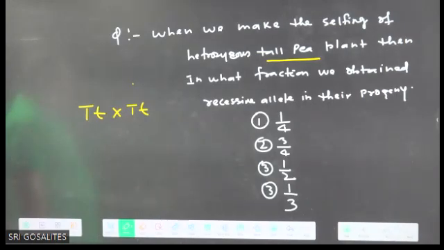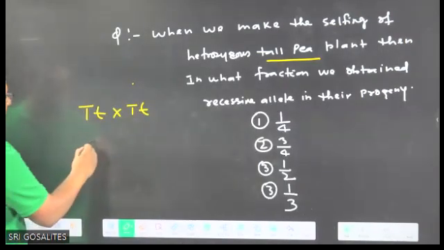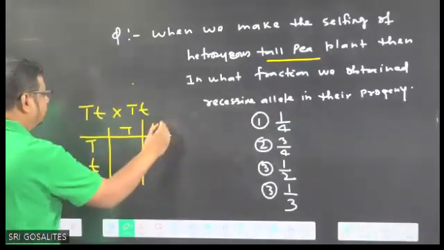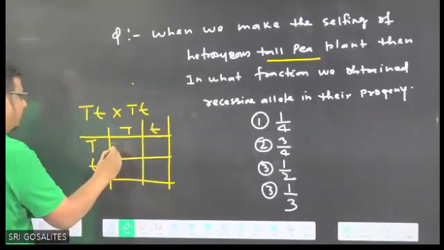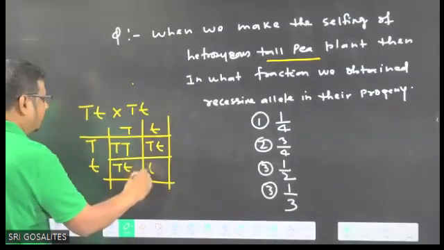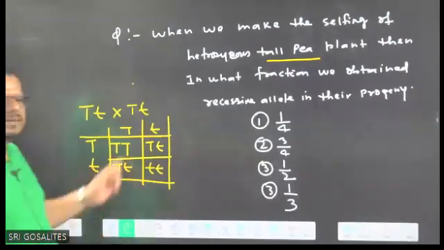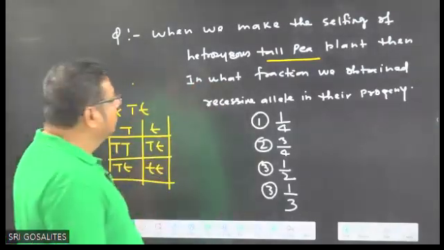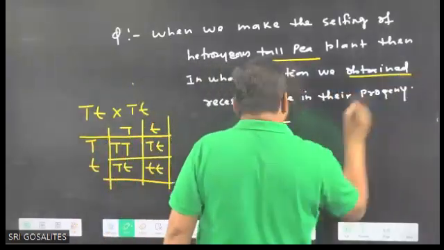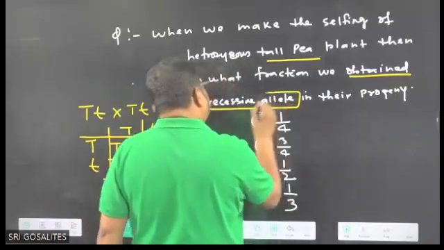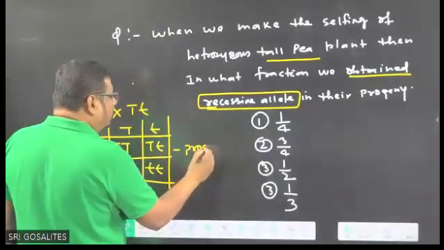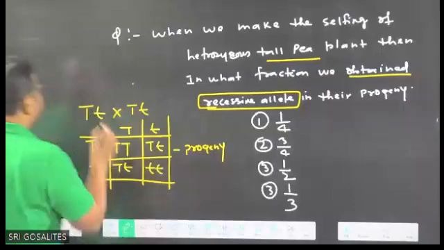Before writing the result, we go for gamete formation. Capital T, small t, capital T, small t. Here capital T, capital T, capital T, small t, capital T, small t, small t, small t. These are the result. Now you find the answer from this result. What the question demands is there. In what fraction do we obtain a recessive allele in their progeny? This is progeny. I am asking in which fraction we obtain recessive allele.